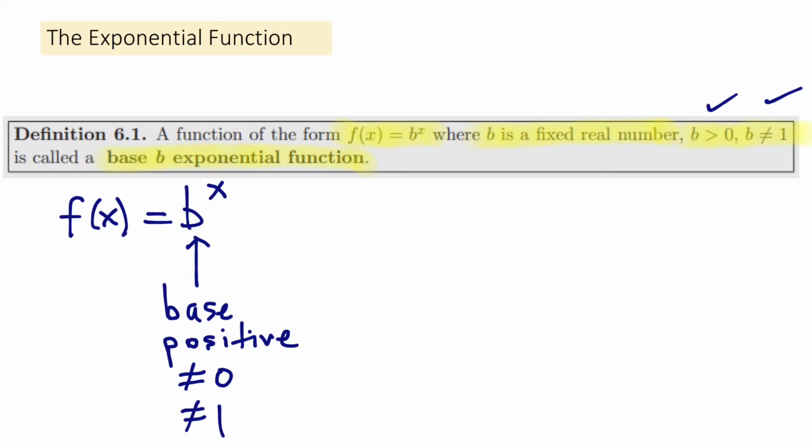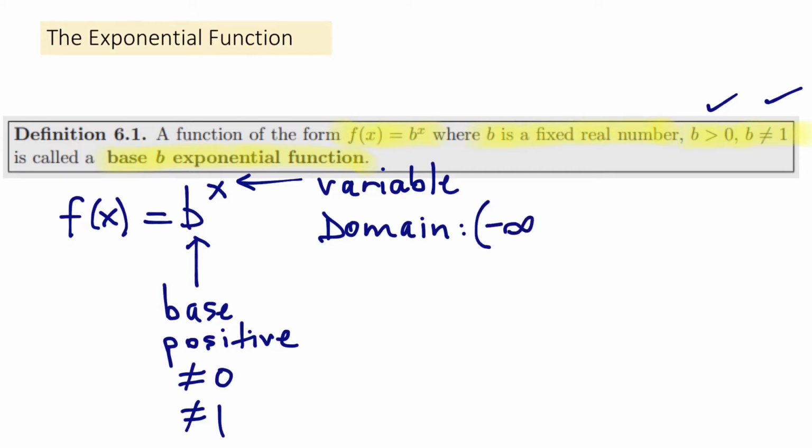All right? Then we say that the x is your variable, and there aren't any limitations on your variable, so the domain is x can be anywhere between negative infinity to positive infinity, so your domain is all real numbers.